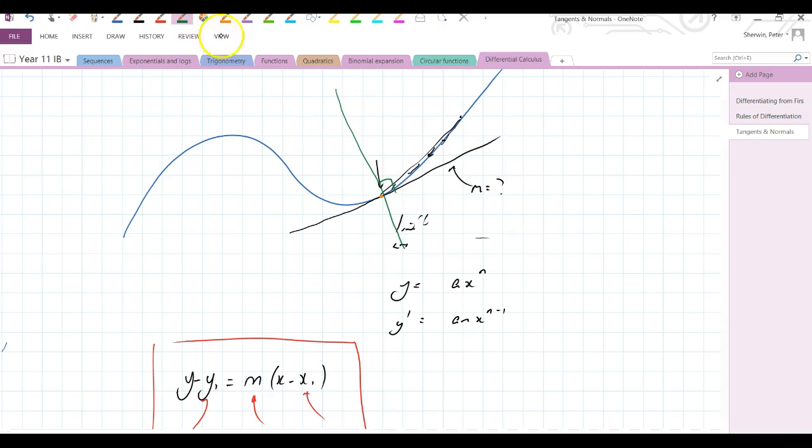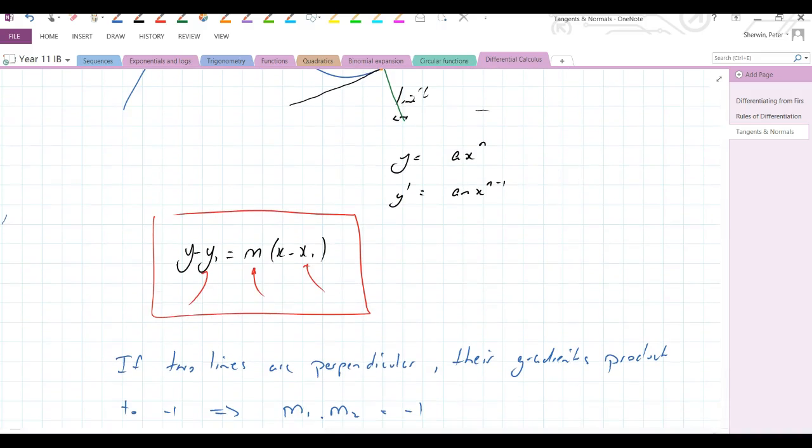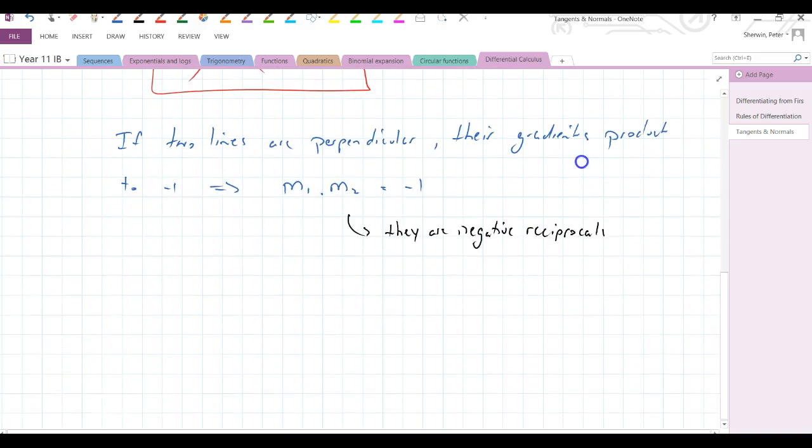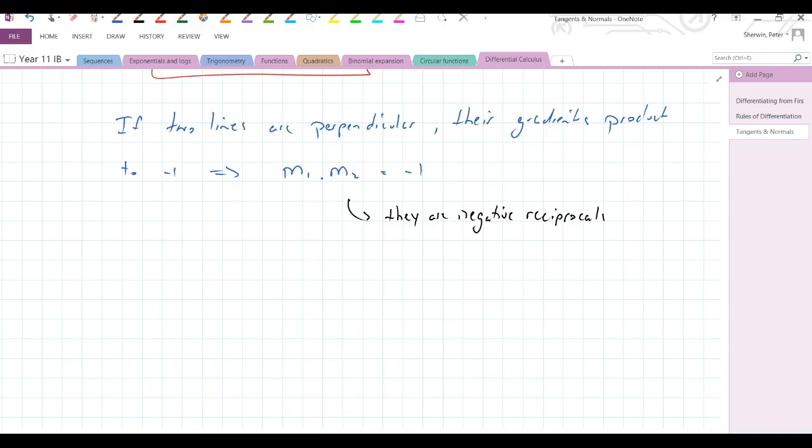So this is tangent here, tangent, and this one here is a normal. It makes a right angle at the point of contact with the curve. Okay, so let's have a look at an example or two.